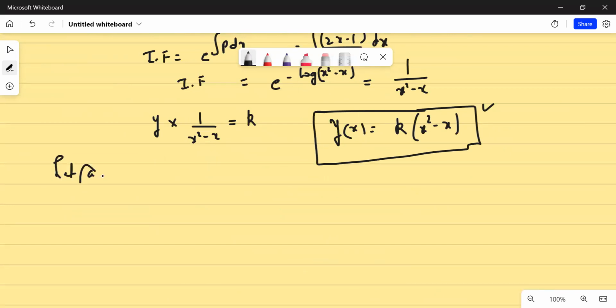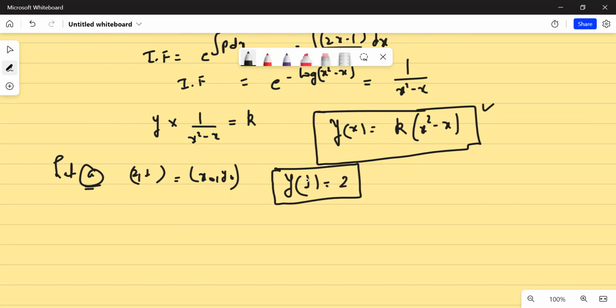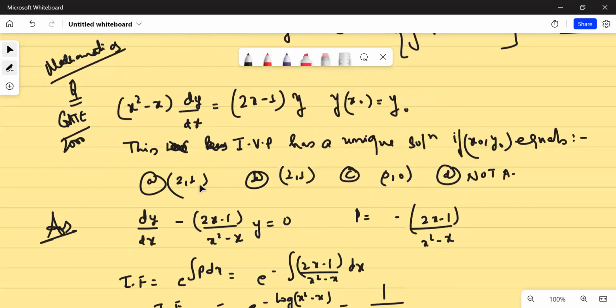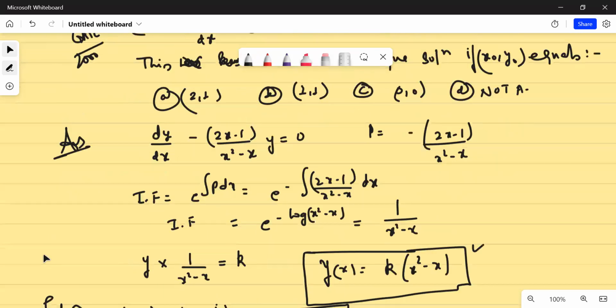So let us take the first option, option number A. Let us say that my x naught comma y naught is equal to 2 comma 1. What does it imply? If I place x equal to 2, I will get 1. Is that clear? If I place x equal to 2, I will get 1. Is that clear? Or is that not clear? If x naught comma y naught means 2 comma 1, it means if I put in my solution x equal to 2, I should obtain 1. Is that clear or not?